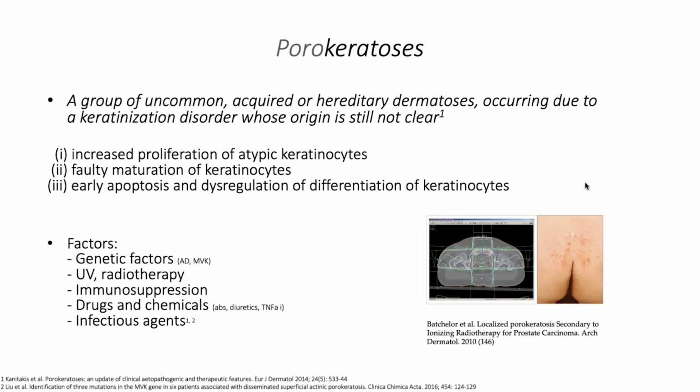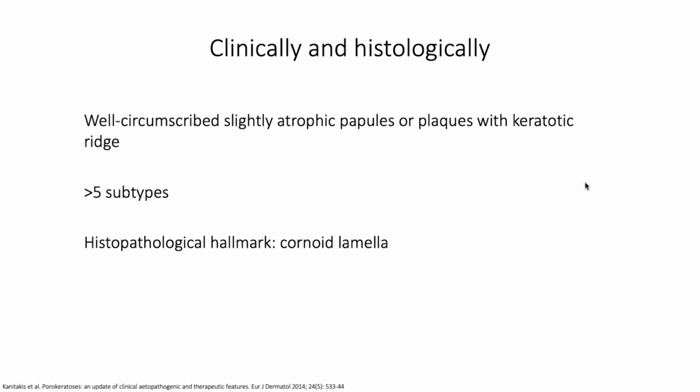First, a quick overview about porokeratosis. Those are a group of uncommon acquired or hereditary dermatoses that occur due to increased proliferation of atypical keratinocytes that show faulty maturation, early apoptosis and dysregulation of differentiation. It is a keratinization disorder whose origin is still not clear. However, there are a few triggering factors that have been defined yet. For example, genetic, ultraviolet radiation, radiotherapy, immunosuppression, drugs or chemicals, or others.